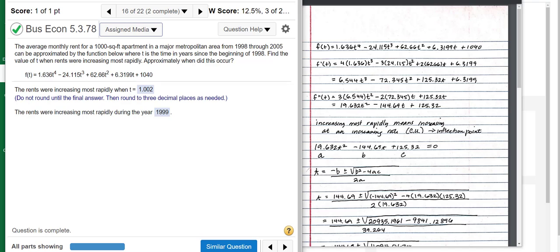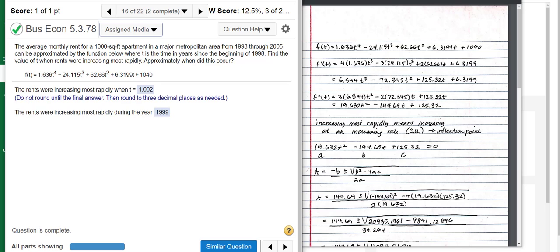Number 16, the average monthly rent for a 1,000 square foot apartment in a major metropolitan area from 1998 through 2005 can be approximated by the function below, where t is the time in years since the beginning of 1998. Find the value of t when rents were increasing most rapidly. Approximately when did this occur?